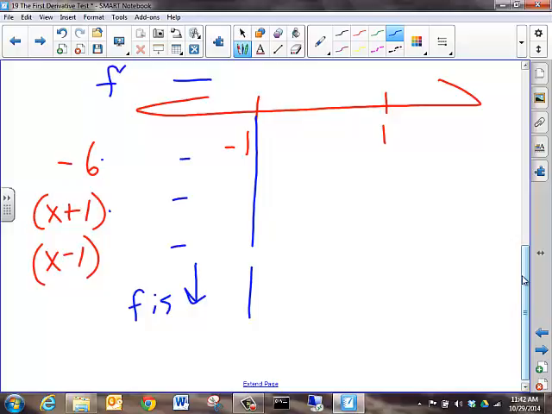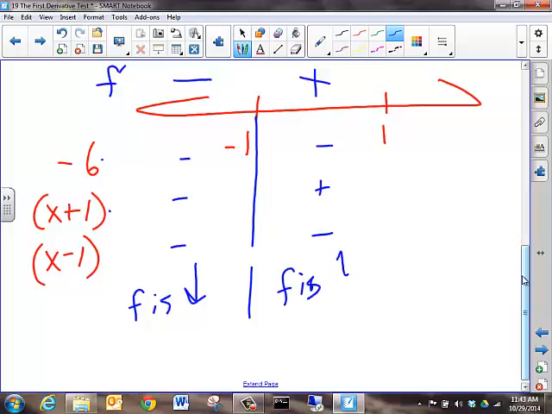We're going to go through the same process for a number between negative 1 and 1. When x is 0, is this first one positive or negative? Negative. When x is 0, what about the next one? And the next one? So that means the whole derivative is what? Negative times negative makes it a positive. What does that mean f is doing in here?